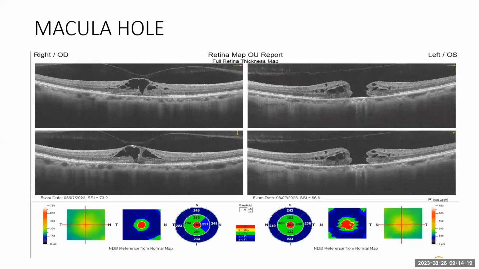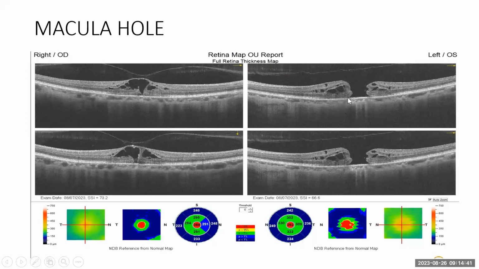This is actually a patient I know quite well, so I'm going to describe what has happened here. Let's start with the left eye. In the left eye, you can see that there is a full thickness break in the macula. The retinal layers are retracted to the left and to the right, and there is a space in between them.